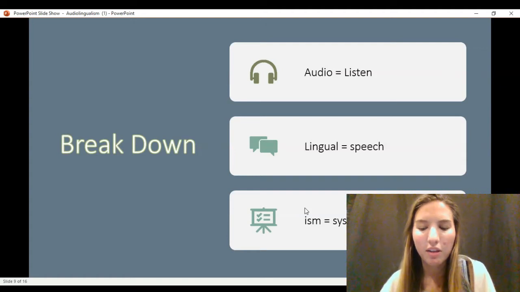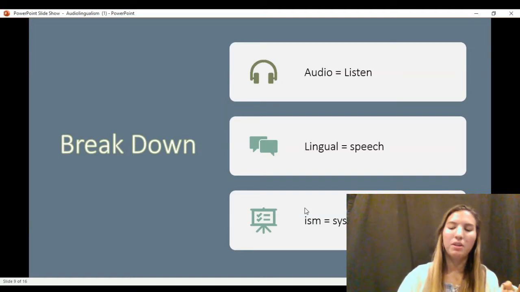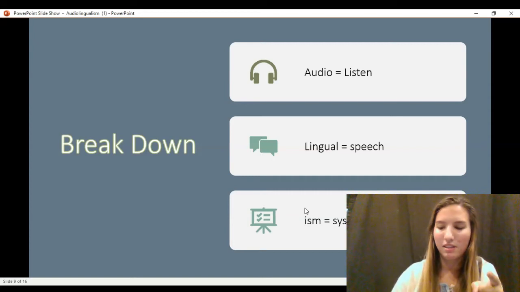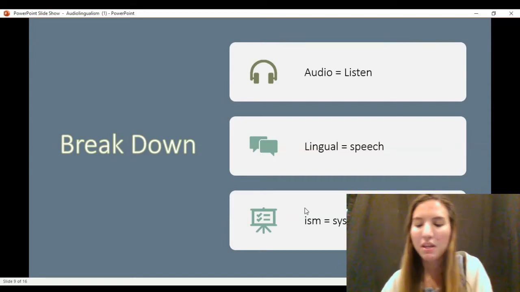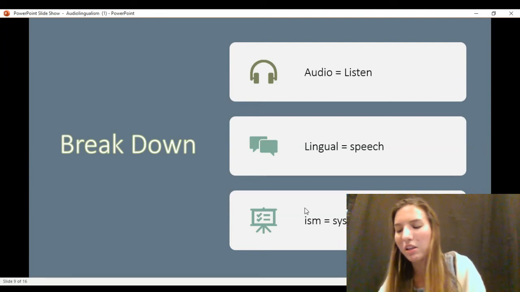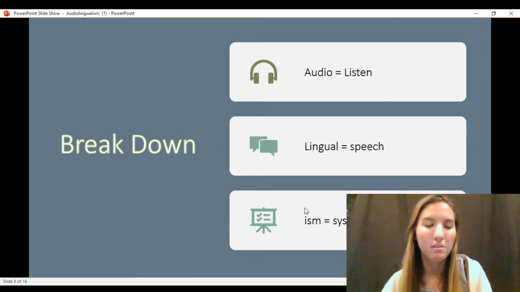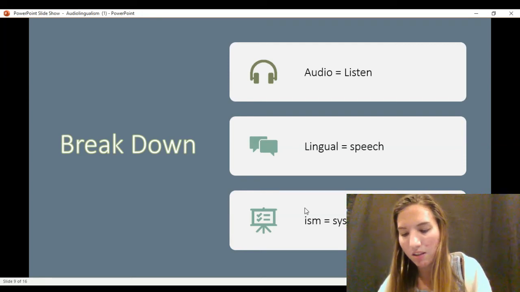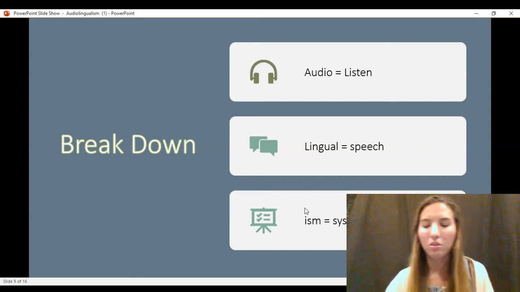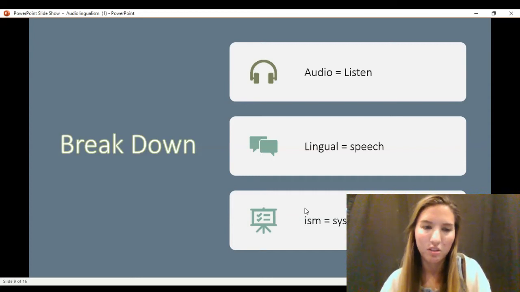The word audiolingualism can be broken down into three meanings. Audio meaning listen, lingual meaning speech, and ism meaning system or philosophy. Thus, audiolingualism is the listen-speak system. This method takes on an oral-based approach where students are required to only speak in the target language.